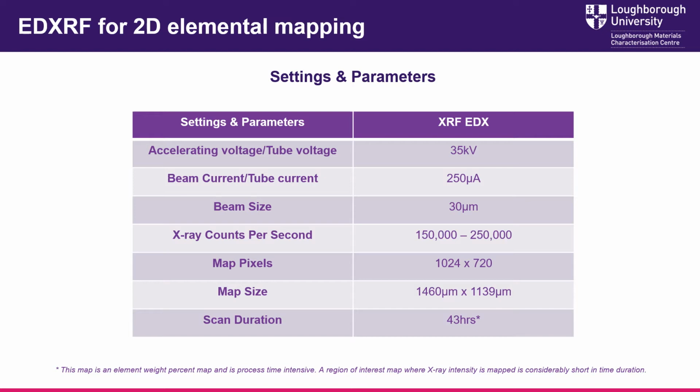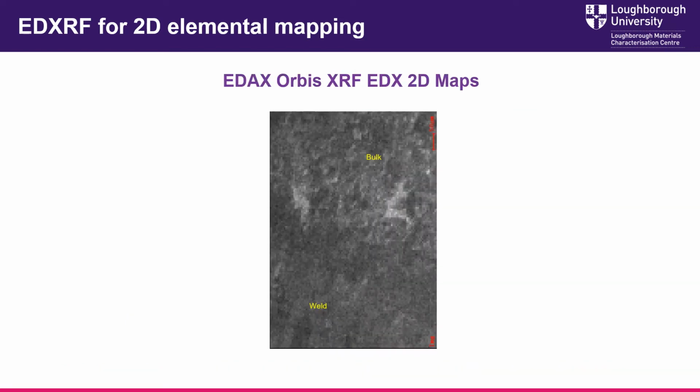Please note that the original map ran for 43 hours for a weight percent map. The maps in this presentation are reprocessed for X-ray intensity. Maps can also be run for atomic percent. Shown is a grayscale image of the analysis map area taken from the XRF spectrometer.